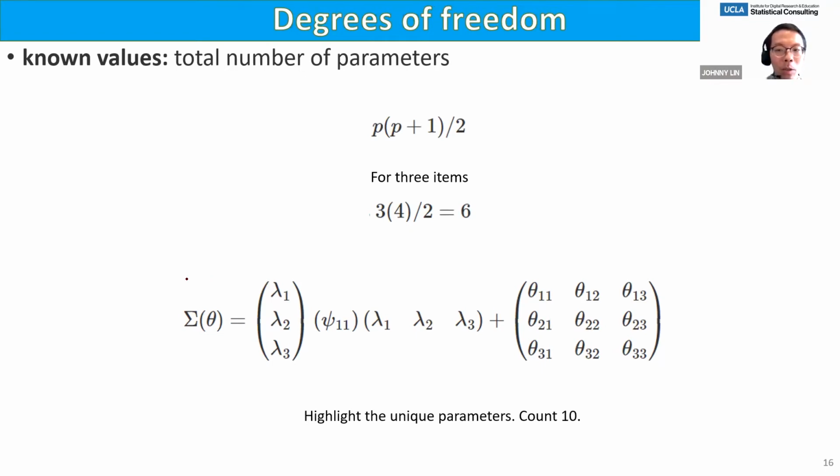So let's look at our model implied covariance matrix. Remember, we talked about the model implied. We have our loadings, right? We have the variance of the factor, and then we have the variance of the residuals. How many do we count? Now, count the unique ones, right? Okay.